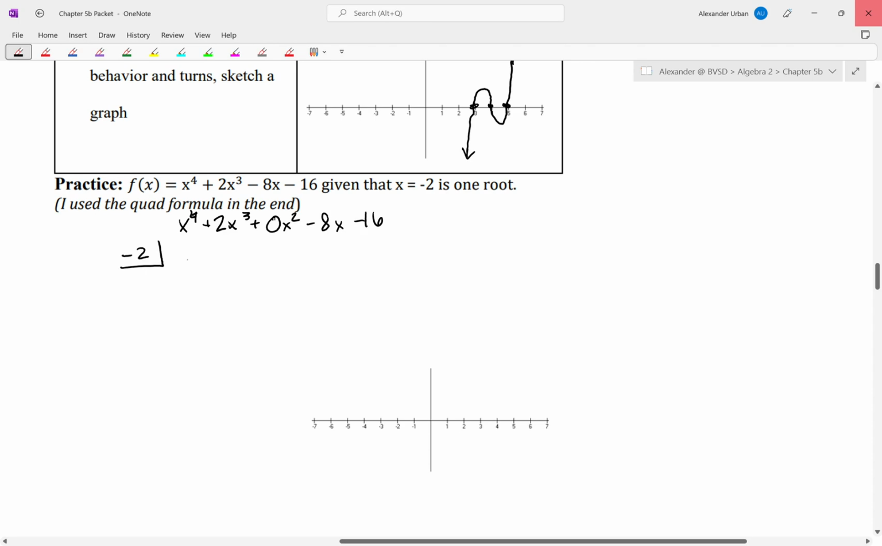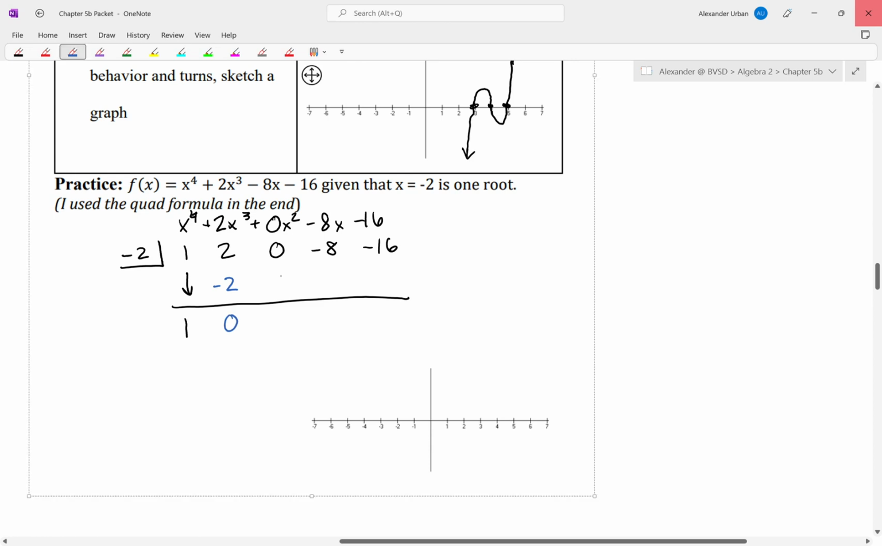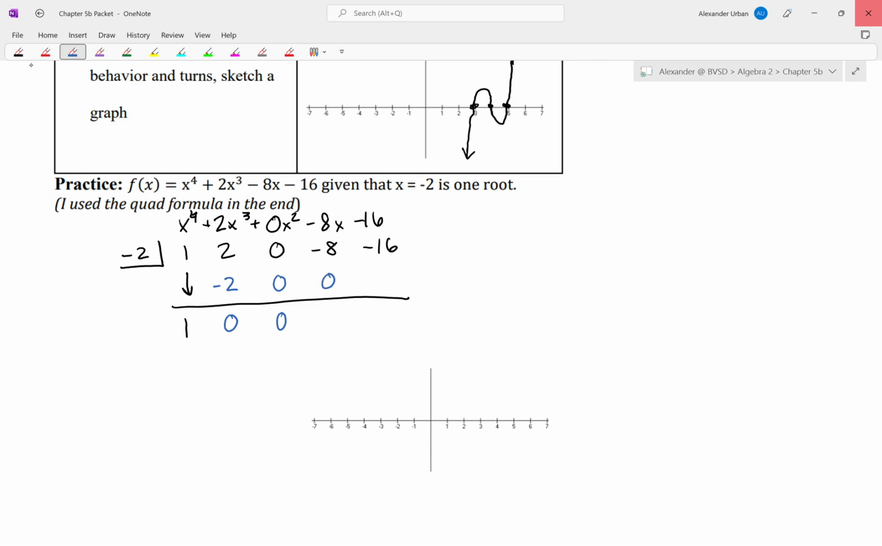Well, we have 1x to the 4th, 2x cubes, 0x squareds, negative 8x's, and negative 16 as a constant. From here, we're going to drag down our first value and then multiply it. And we should end up with a negative 2. Add down, we get a 0. Multiply that by negative 2, that's still 0. Add that down, that's still 0. Multiply that again, 0. Now we end up with this negative 8. Multiply that by negative 2, and we end up with 16.